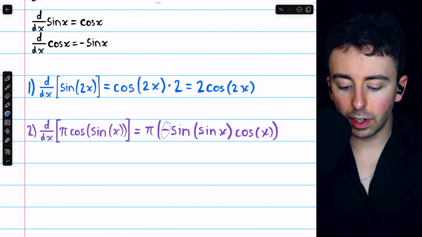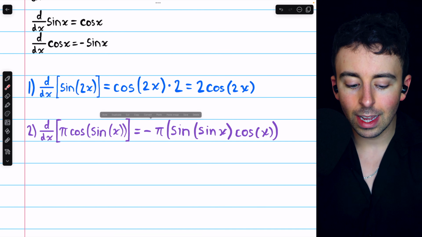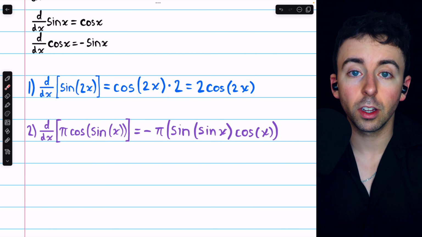So that's our derivative. If you want, you could take the negative outside of the parentheses, and so our final answer could be negative pi times sine of sine x times cosine x.